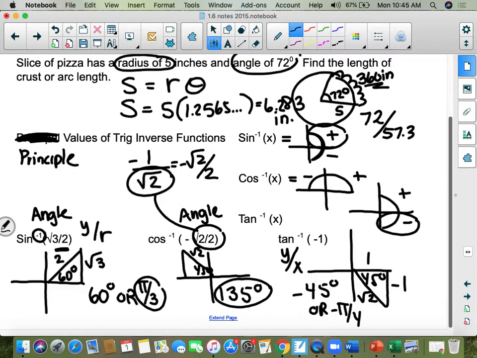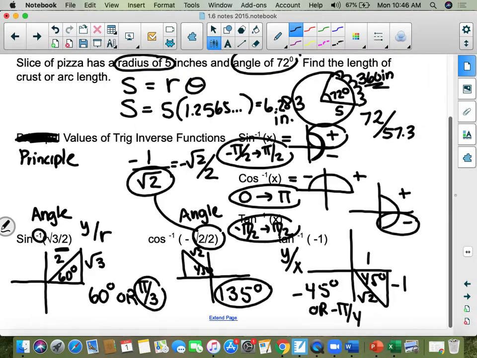Because the stipulation says you have to go from -pi over 2 to a positive pi over 2. And 0 to pi are the stipulations for the other functions. That's why I can't say 315, because it has to be between that stipulation.